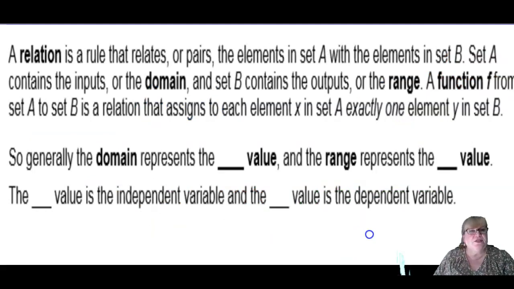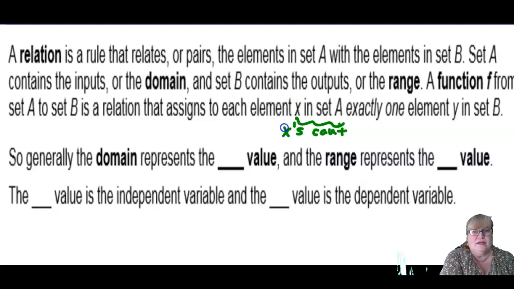Then we're going to talk about functions and relations. A relation is any rule that relates or pairs the elements in some set A with the elements in set B. Set A contains the inputs or the domain, and set B contains the outputs or the range. A function, f, from set A to set B is a relationship that assigns each element in X to exactly one element in Y, okay? Your X's can't repeat. They can't be paired with 2 different Y's.